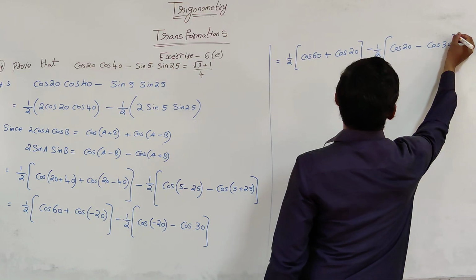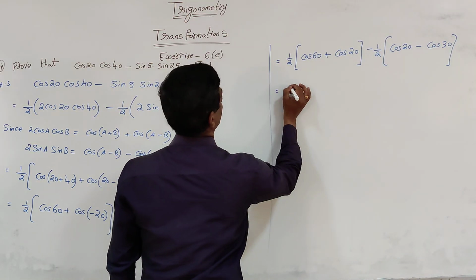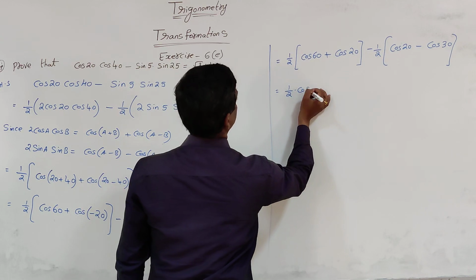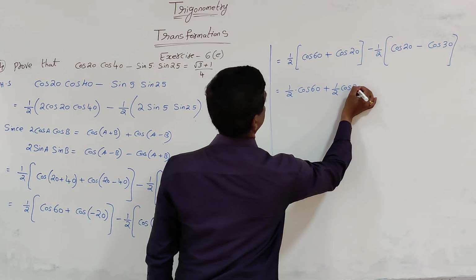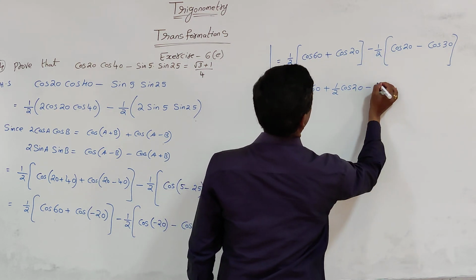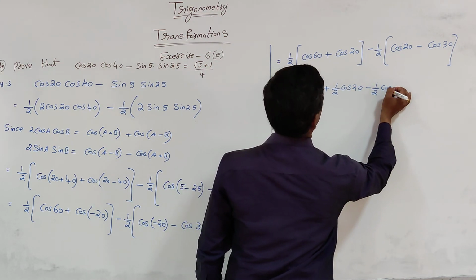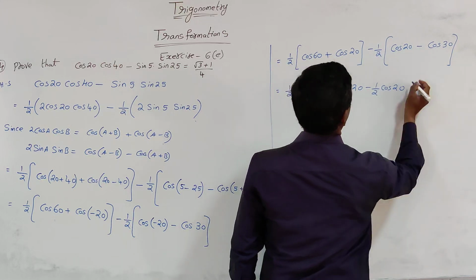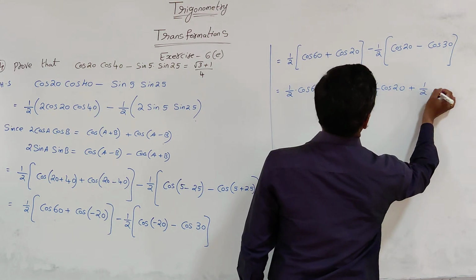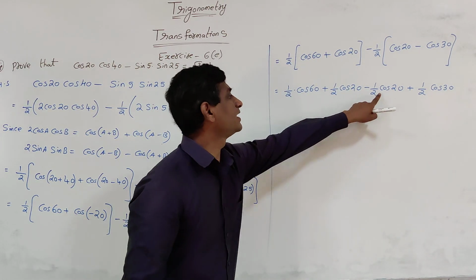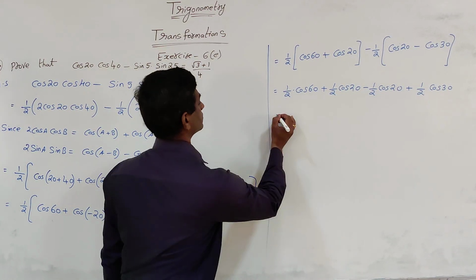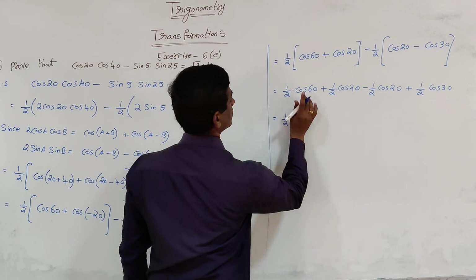If you simplify, 1 by 2 into cos 60 plus 1 by 2 into cos 20 minus 1 by 2 into cos 20, minus 1 by 2 cos 20. Minus into minus becomes plus 1 by 2 cos 30. 1 by 2 cos 20 minus 1 by 2 cos 20 get cancelled, leaving 1 by 2 into cos 60.